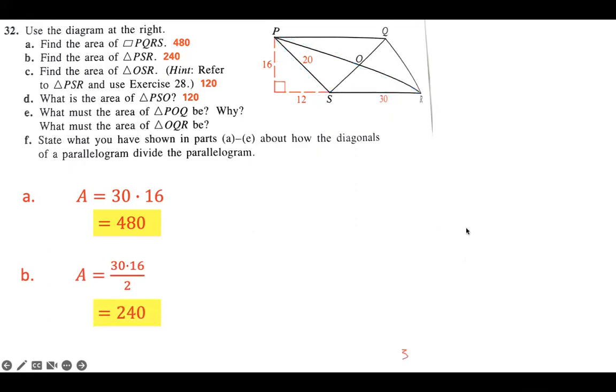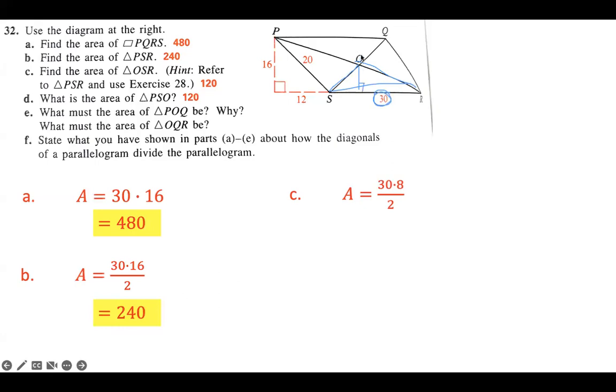Let me erase all that. The last portion is OSR. So where is OSR? I've already shown you the answer here. OSR, O to S to R. Well, clearly I've got a base of 30. So what's the height?